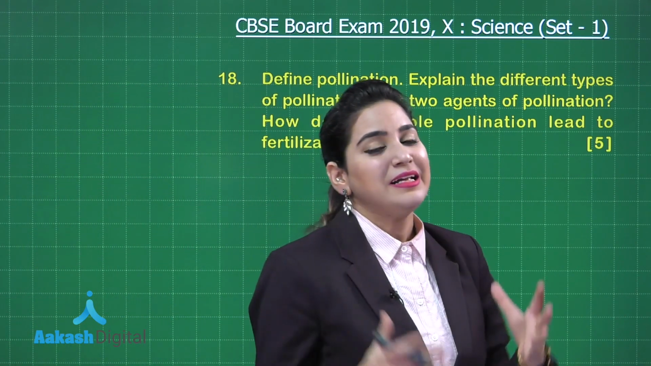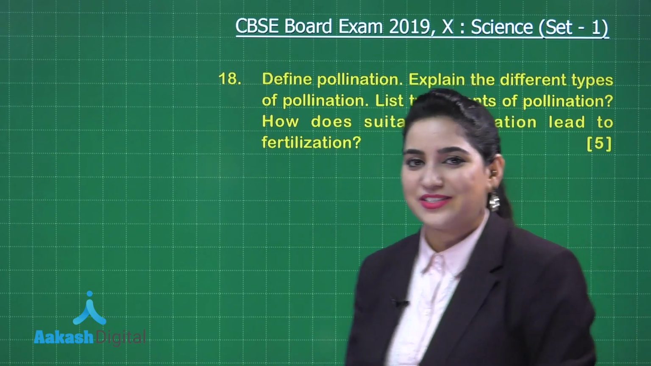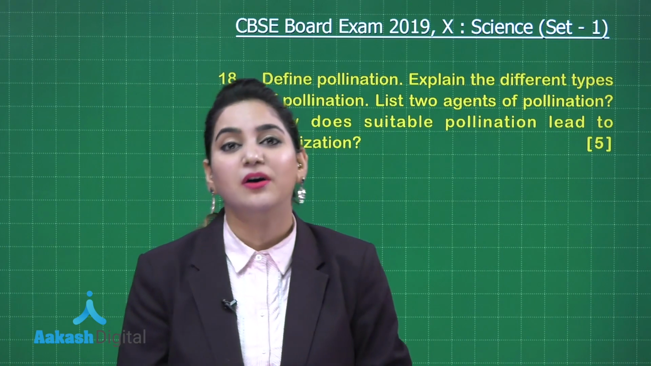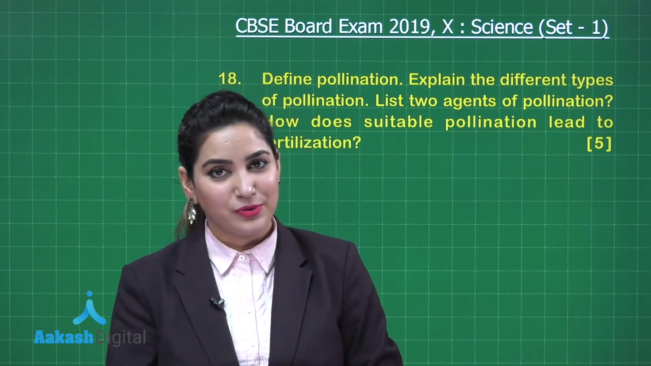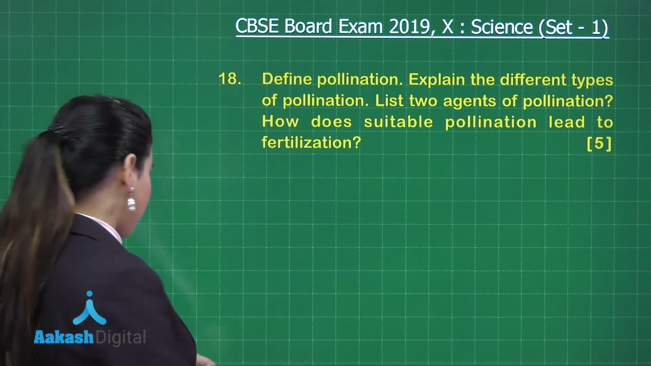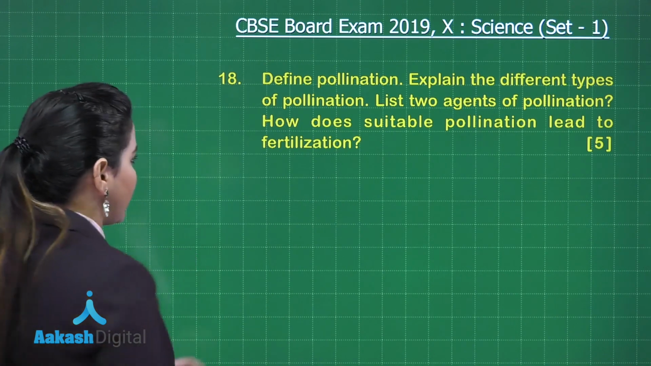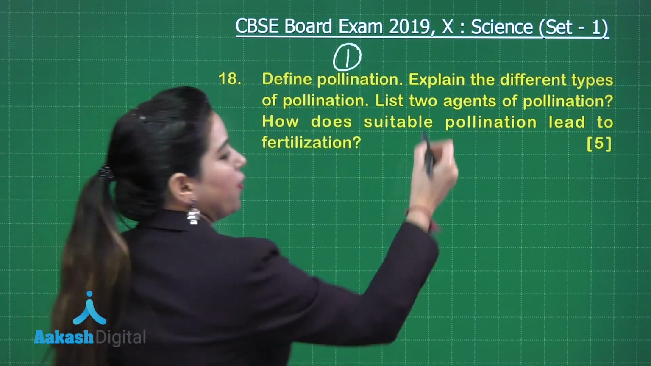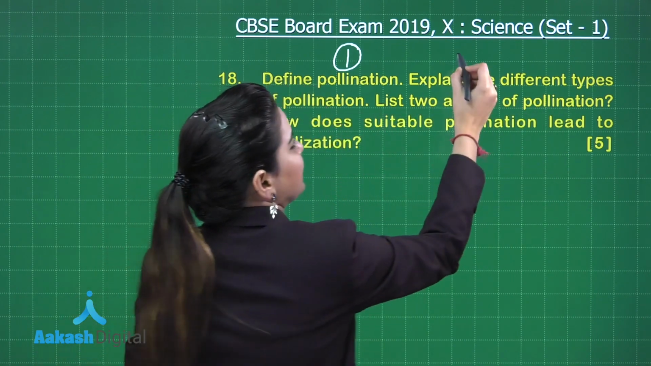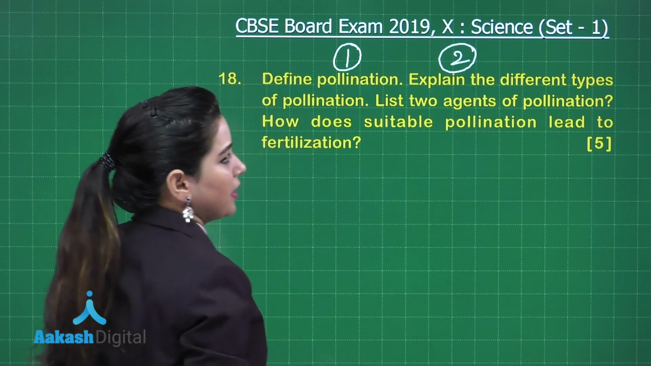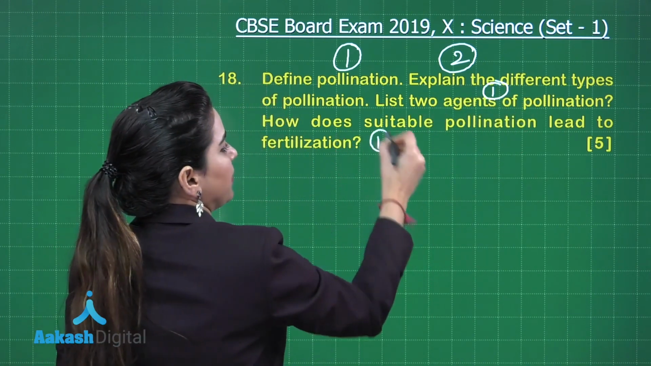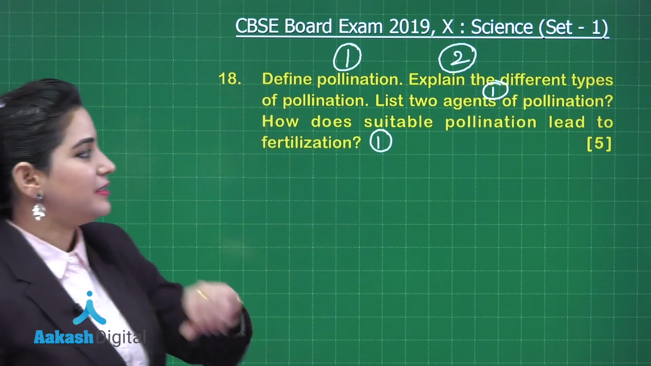Now first of all, this is a very scoring question which has a weightage of 5 marks. And this question has come from the chapter, how do organisms reproduce? Now if you see, this question has been divided into several parts. For defining pollination, you are going to get 1 mark. For explaining the different types of pollination, this is going to fetch you 2 marks. For the agents of pollination, 1 mark. And the last part will give you 1 mark. In totality, there are 5 marks.